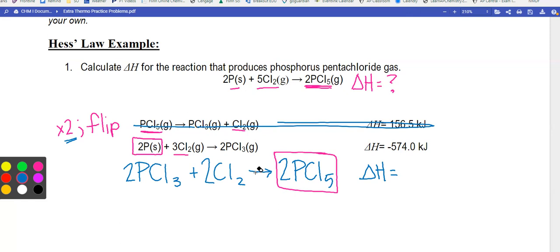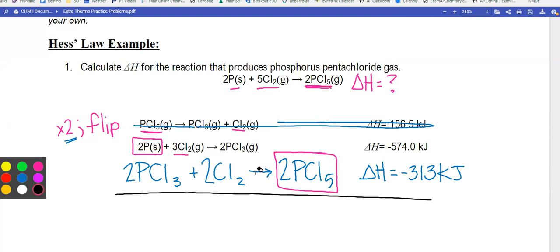And we're going to make it negative. So when you multiply by 2 and make it negative, it will be negative 313 kilojoules for that. Okay. So then now, once you look at both equations and you've done to them what you think you need to do to them, then last step is just combine your changed new reaction equations together, and that should match our original equation, and the delta H's should add to the right answer.